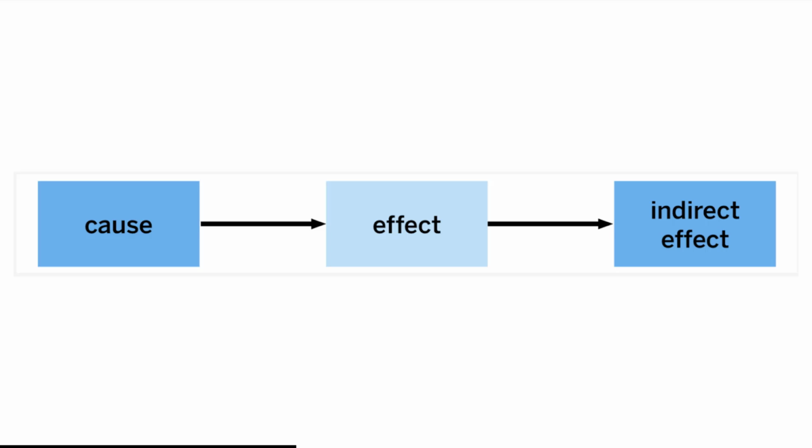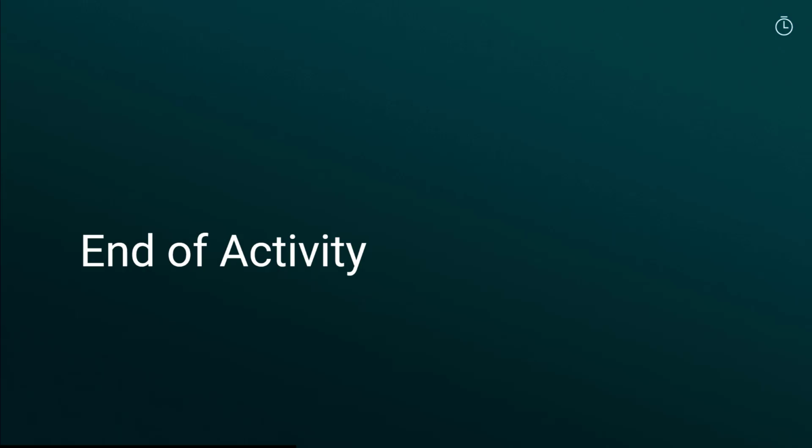For example, when populations compete for the same resource population, a change in size to one competing population affects the size of the resource population. Then that change to the resource population leads to a change in another competing population. End of activity.